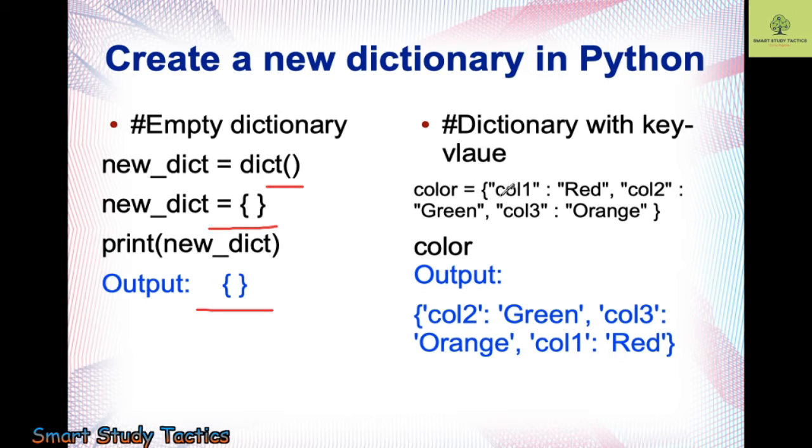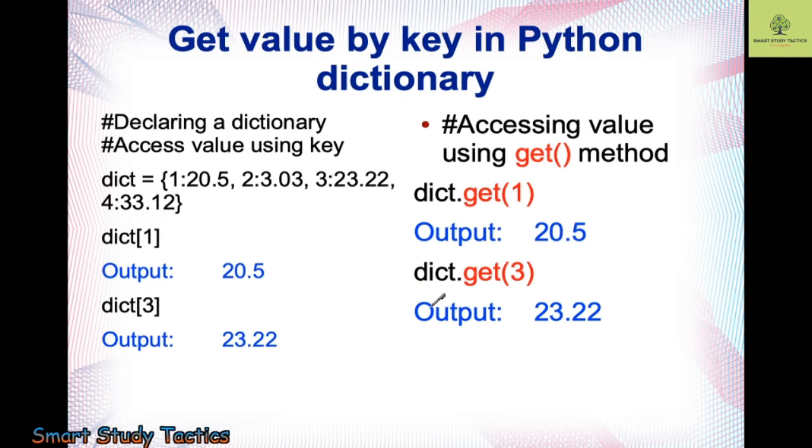If you are going to insert some values, one thing I told you, this is the key, this is the value. Key is immutable and the value is mutable, so make sure that the key you cannot change. To get the values from a Python dictionary, how will you access these values? You have to call the index value, or you have to call the proper key, and it will give you the output. As 1 belongs to 20.5, it is giving the answer. As 3 belongs to 23.22, it is giving the answer.